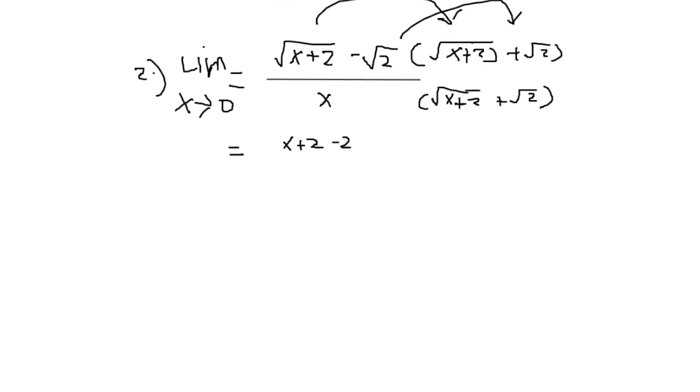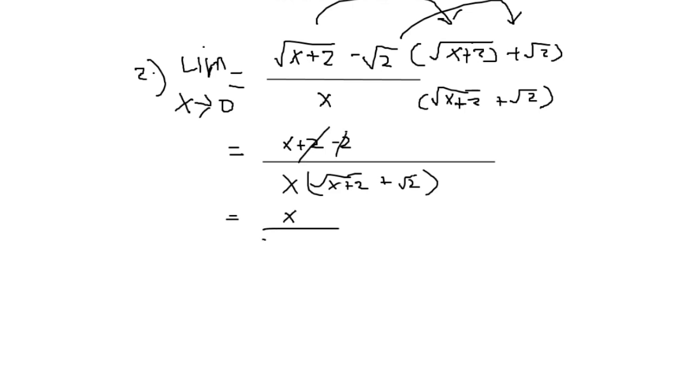So, as you can see, na-cancel lang lahat ng square root signs. And dito naman sa denominator, we're not going to distribute it. We're just going to leave it just like that. So we just get this thing. So sa numerator, as you can see, we can just cancel the 2's, kasi 2 minus 2 will be just 0. And then x rin dyan sa baba. And then we have x times the square root of x plus 2 plus root 2.